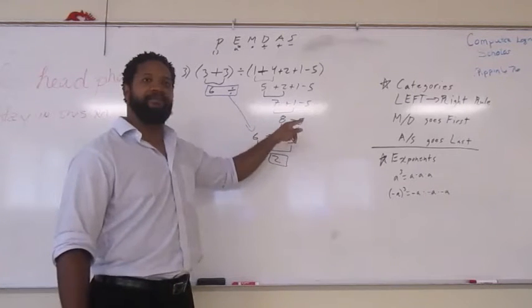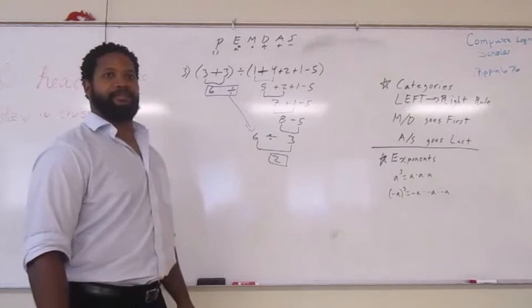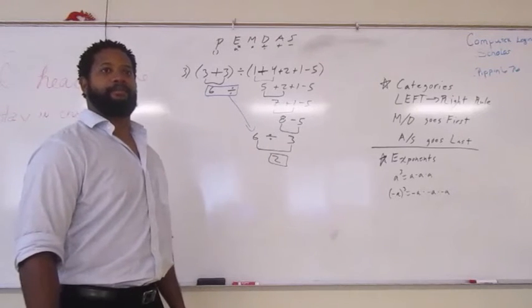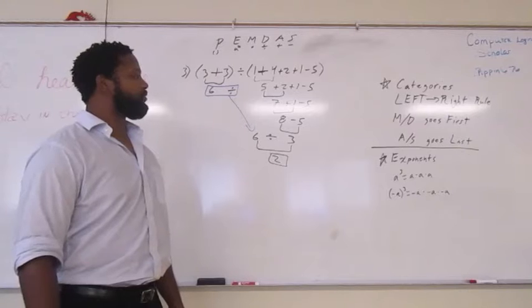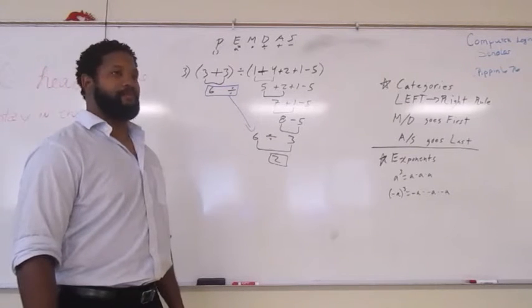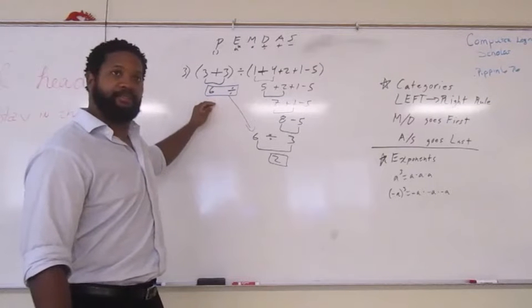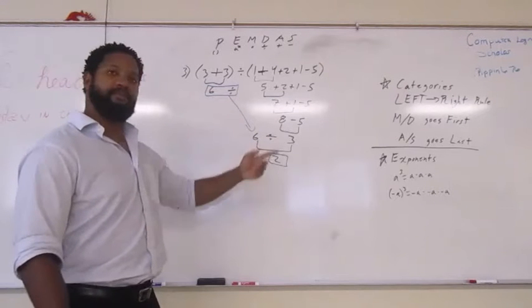8 minus 5. Hold on, I'm writing it down. It's okay, take your time. 7 plus 1 is 8, minus 5 is 3. 6 divided by... And then we just bring down this 6. 6 divided by 3 is 2.